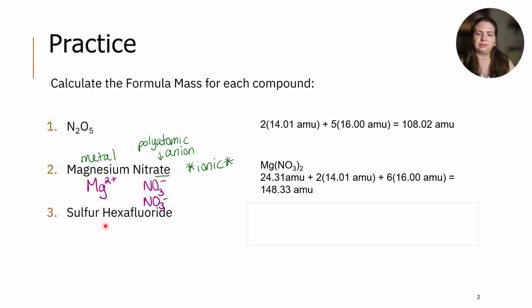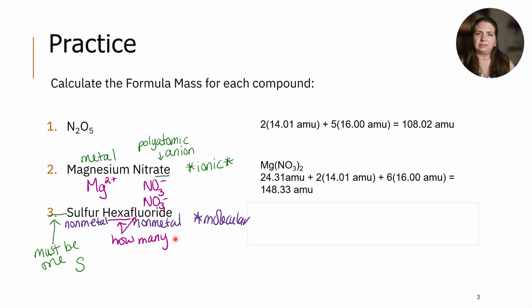Lastly, we have sulfur hexafluoride. Sulfur and fluorine are both nonmetal elements, making this a molecular compound. Molecular compound prefixes tell us how many atoms are present. Since there is no prefix for sulfur, there is one sulfur. The prefix hexa indicates 6 fluorine atoms, giving us the formula SF6. The formula mass for SF6 is calculated by adding the mass of 1 sulfur atom and 6 fluorine atoms, giving us 146.07 AMU.